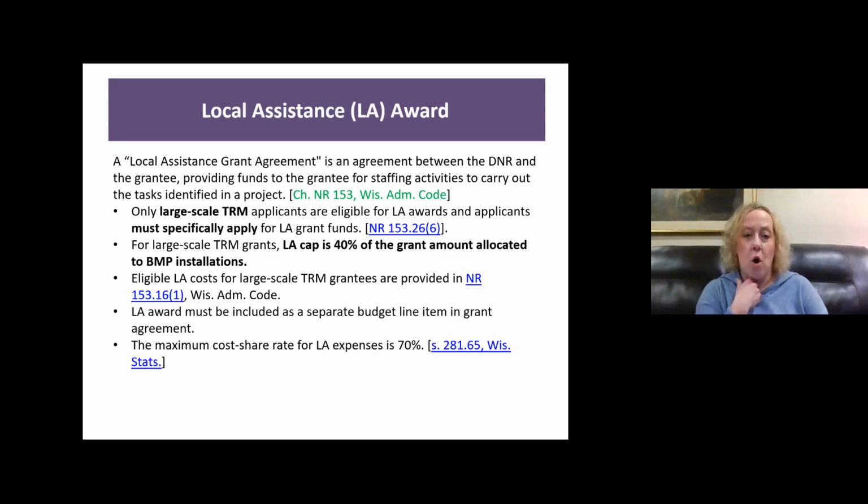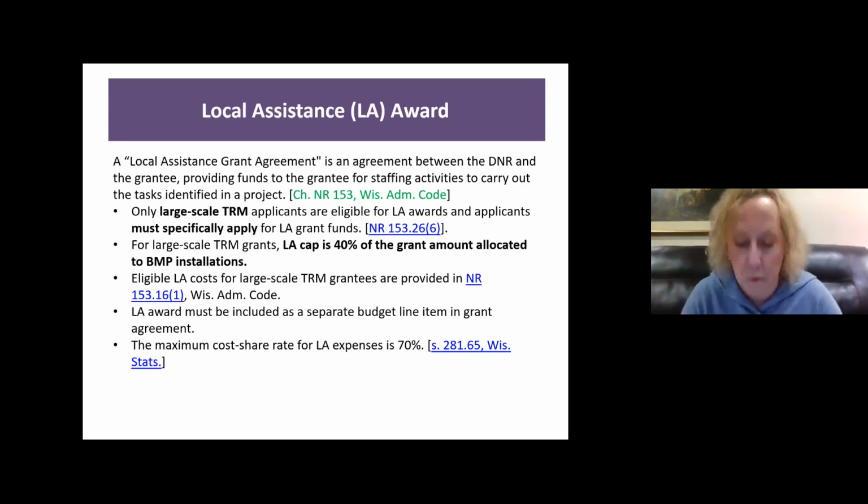And the cost share rate for local assistance is 70%. It is not 40%. At this point, now that you have your local assistance award, put that 40% amount out of your heads. The cost share rate for local assistance is 70%. That other percentage is only to establish how much money you could be awarded. It is not the cost share rate.